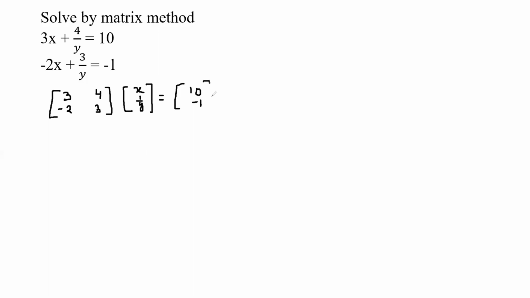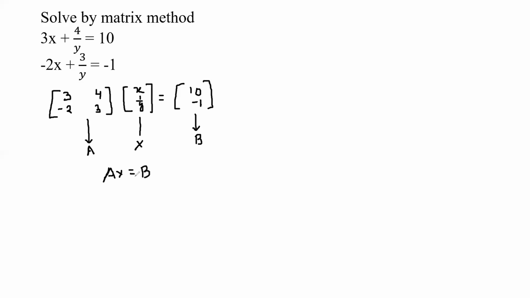Now see what we do here. We suppose this matrix as A, this one we suppose as X, and this we suppose as B. Now this will be something like this: AX will be equal to B.